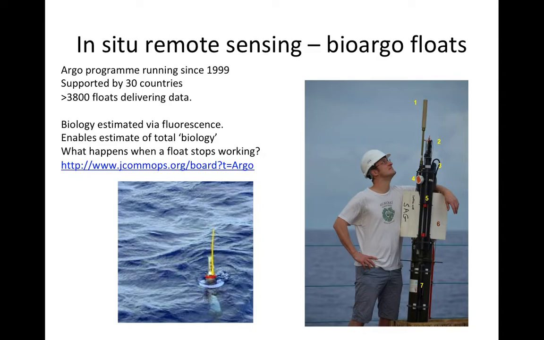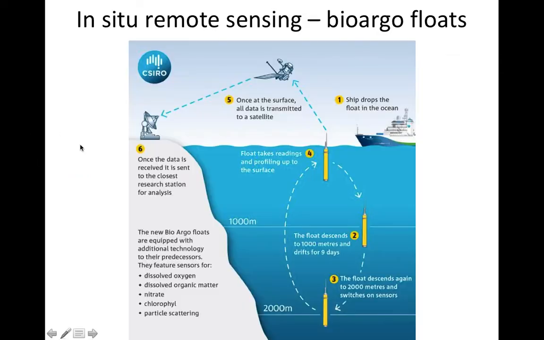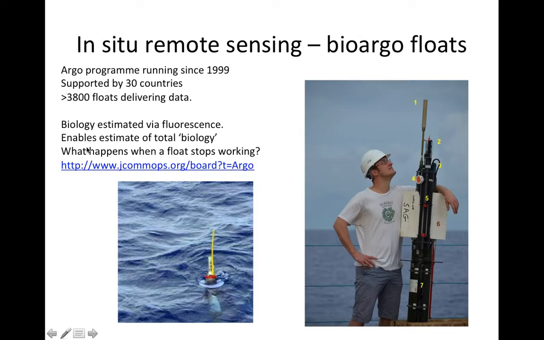So obviously, with 3,800 floats in the water, this creates a bit of a problem. What happens to the float when it stops working? They have internal batteries. So when they fail, sometimes they might fail at depth, sometimes they fail at the surface. Sometimes they're collected, sometimes they're not.